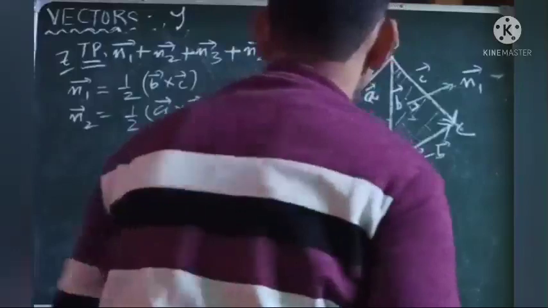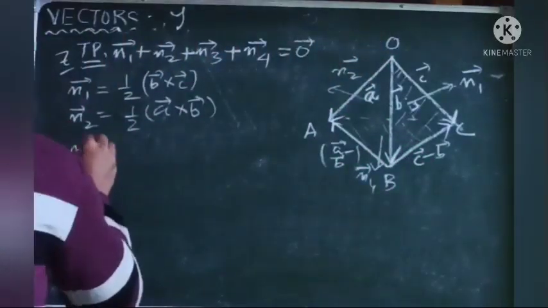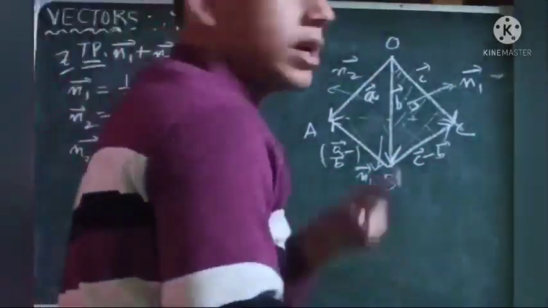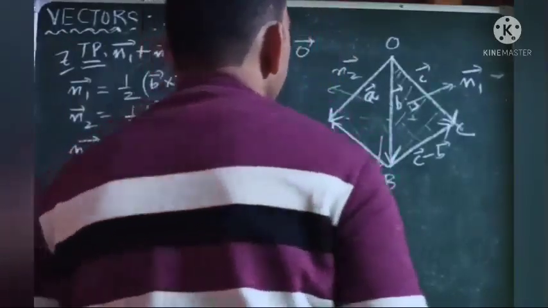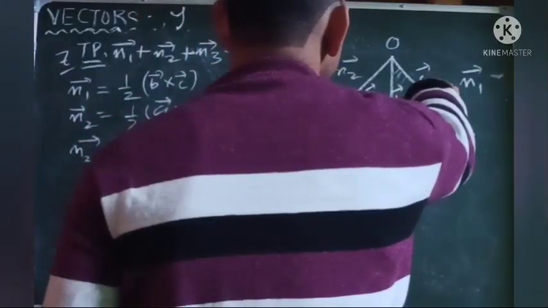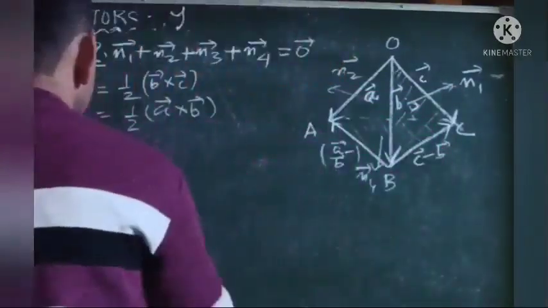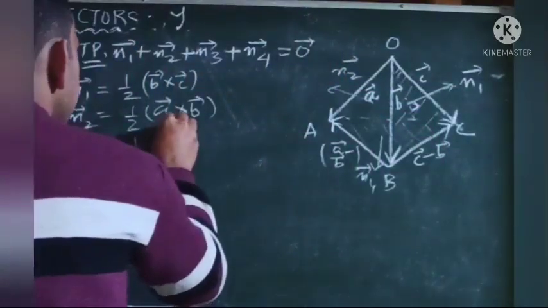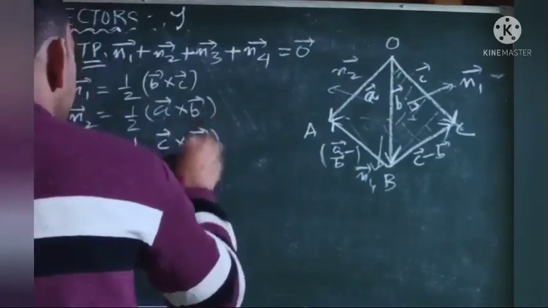Then we take n3 vector. N3 vector will be along that direction. Therefore, we cannot cross in this way. We have to cross in this way. Therefore, we will first take C vector, then we will take A vector. So half of C cross A.